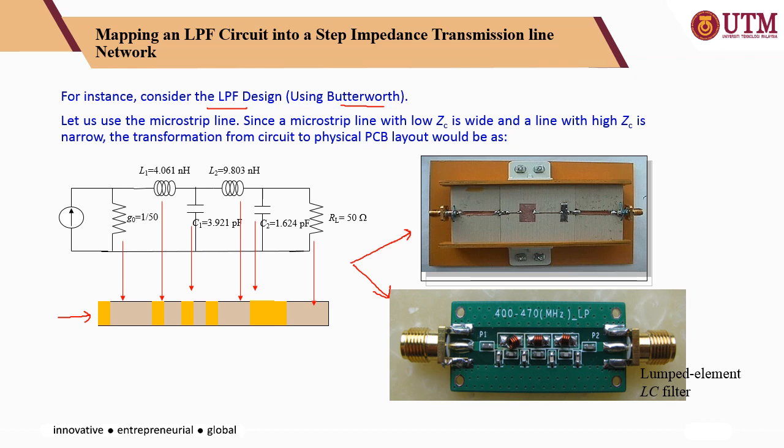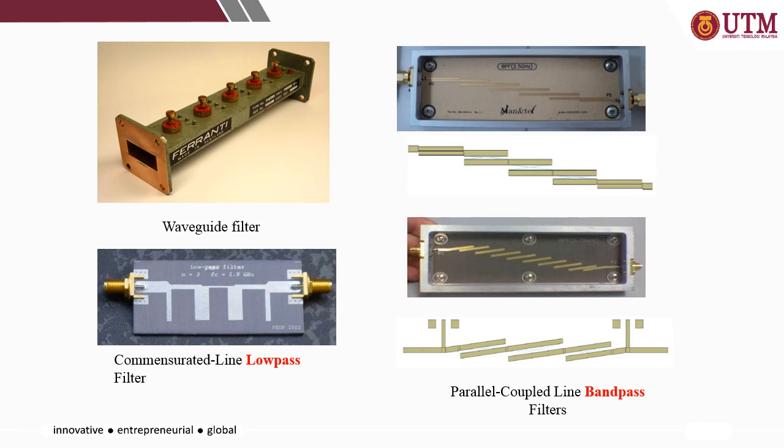Okay, so here is the transformation from circuit to physical PCB layout. These are other types of practical filter, for example, the waveguide filter. With a waveguide, you have a hollow metallic tube, and then you have the filter, in which you can control which port is used, and so you can set which signal is passed through and which is rejected.